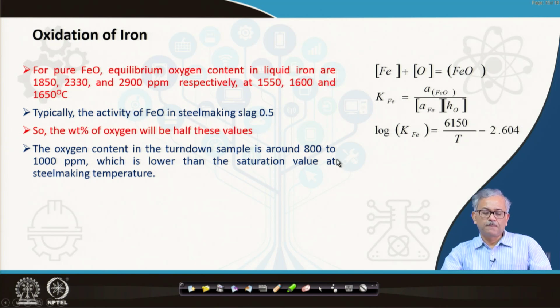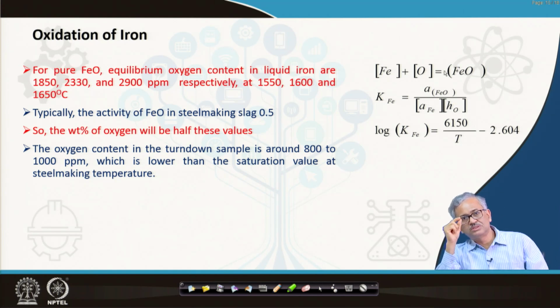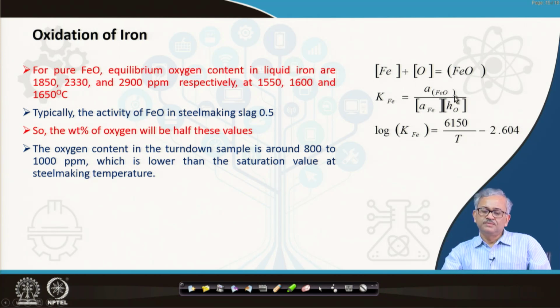What is happening? The thing is that this equilibrium is at the slag metal interface, right? So the dissolved oxygen you are finding is at the interface. Now this dissolved oxygen has to diffuse or be transported and mixed up with the rest of the liquid. Then only you can get a higher value. But the problem is that mass transfer is rate controlling. You cannot mix up the interface dissolved oxygen immediately.